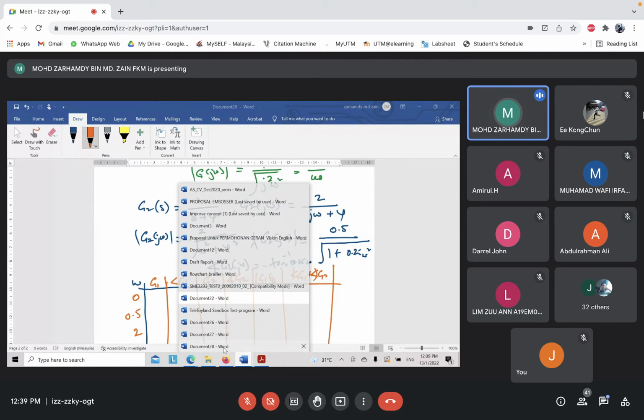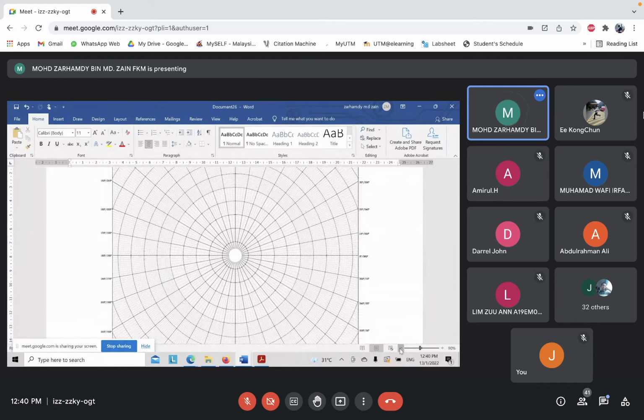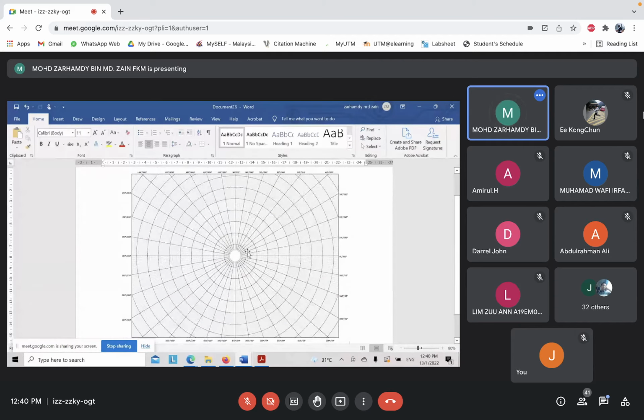Okay, wait a moment. Where is mine? Wait. Where is it? Okay, this. Okay, this is your polar graph. Okay, this paper is called a polar graph. What we have now is the circle and the straight line.